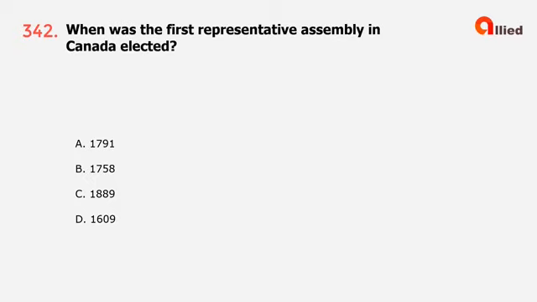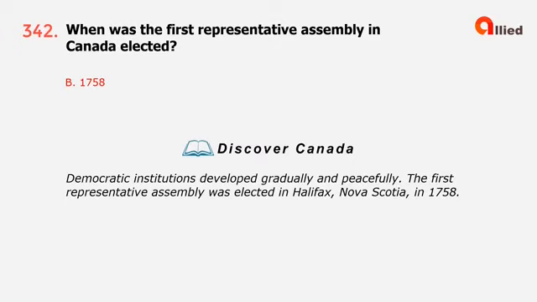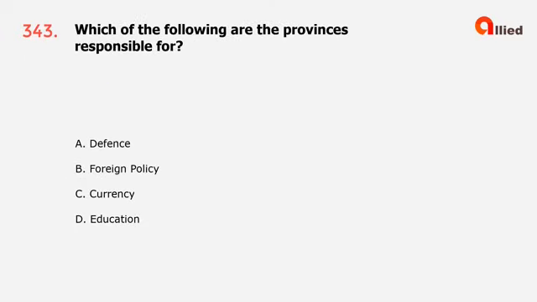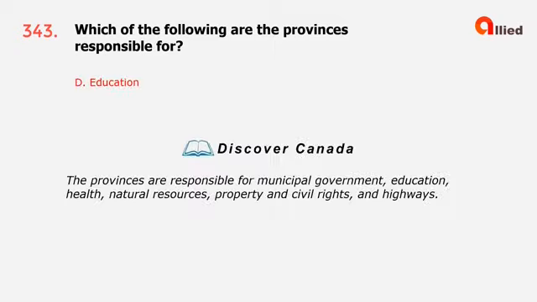Question 342. When was the first Representative Assembly in Canada elected? A. 1791. B. 1758. C. 1889. D. 1609. The answer is B. 1758. Question 343. Which of the following are the provinces responsible for? A. Defense. B. Foreign policy. C. Currency. D. Education. The answer is D. Education.